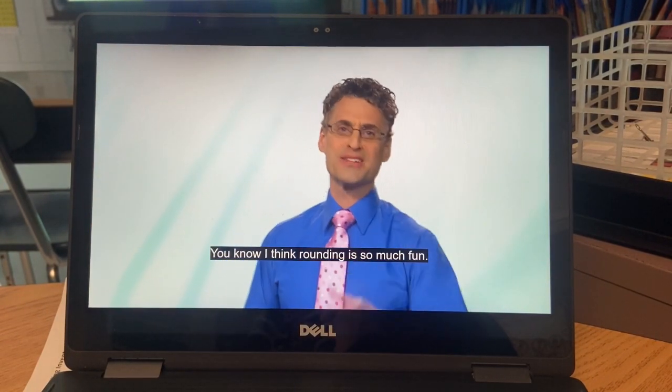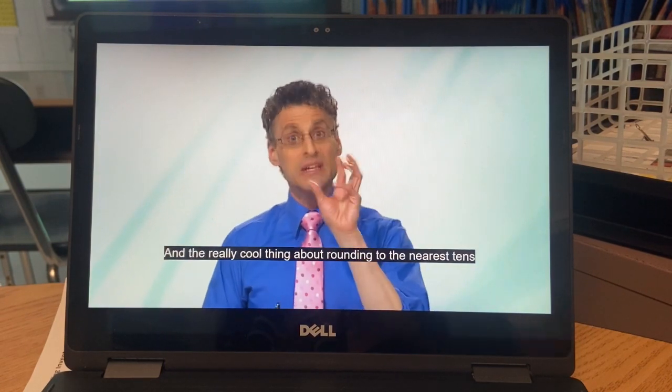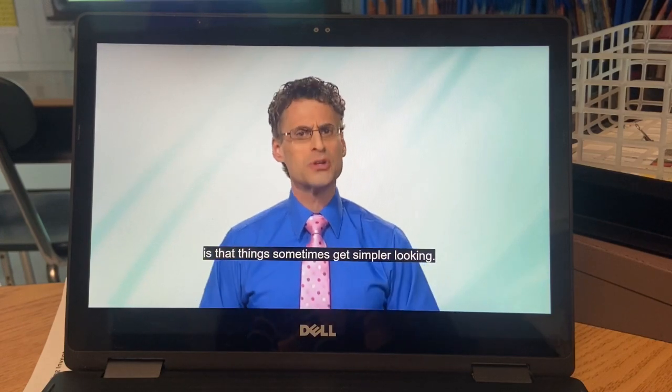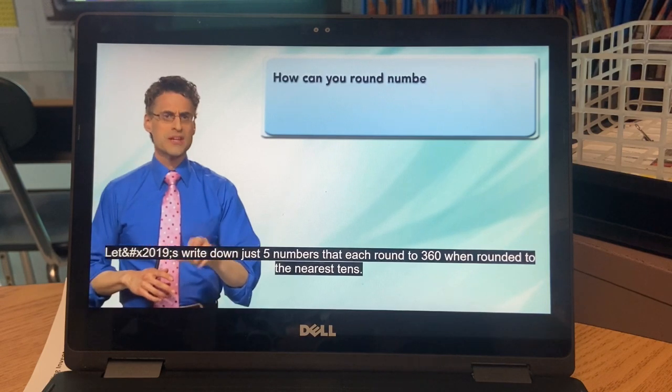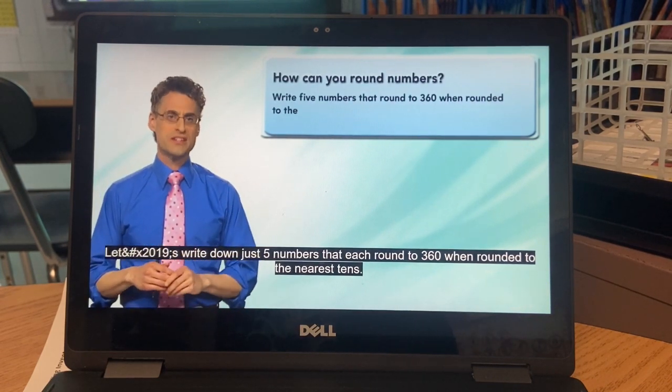I think rounding is so much fun, and I want us to actually think about rounding to the nearest tens. And the really cool thing about rounding to the nearest tens is that things sometimes get simpler looking. So in fact, let's just have some fun. Let's write down just 5 numbers that each round to 360 when rounded to the nearest tens.